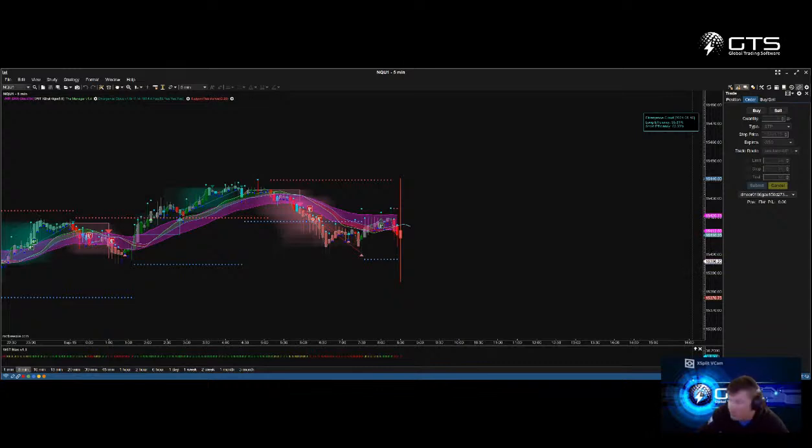Remember, we've got industrial production data coming out, that was at 9:15, so that's already come and gone. The next thing we've got is crude oil inventories.